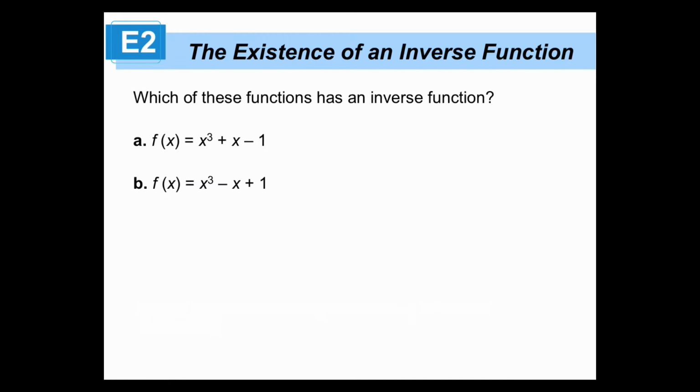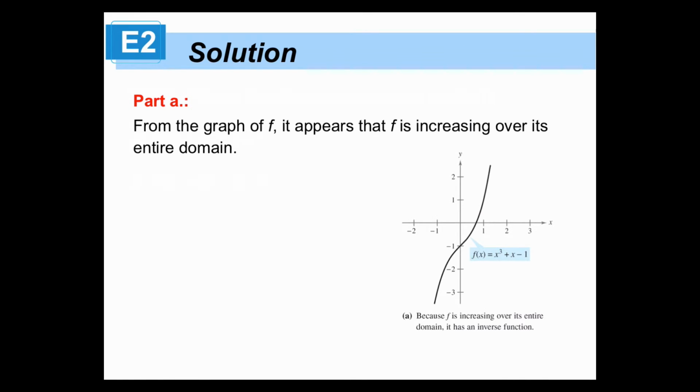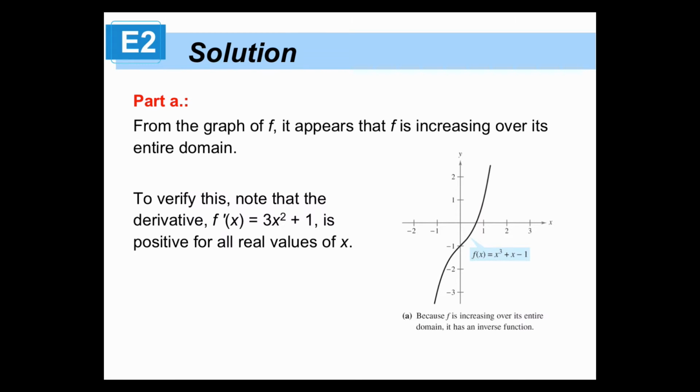Okay, so what's the derivative of part A? There's the graph. And so looking at the graph, you can tell that it has an inverse function because it passes the horizontal line test. No matter where I draw a horizontal line there, it's only going to hit in one spot. From a calculus standpoint, we can take the derivative, and what can you tell me about that derivative?